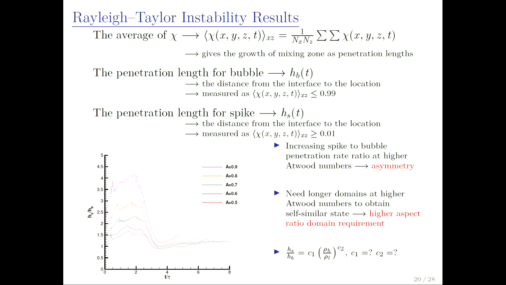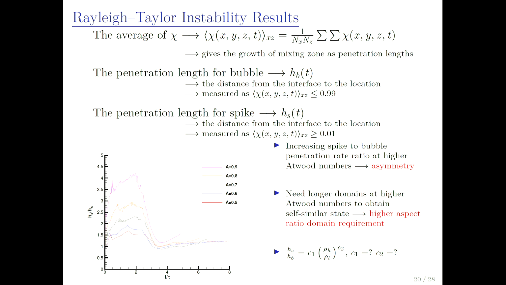The second one: if you look at their values, the ratio increases with an increasing Atwood number. The increase of the penetration length for the spike is much greater than the increase of the penetration length for the bubble. This brings a strong asymmetry into the flow. In other words, spikes develop faster than bubbles as the Atwood number increases.